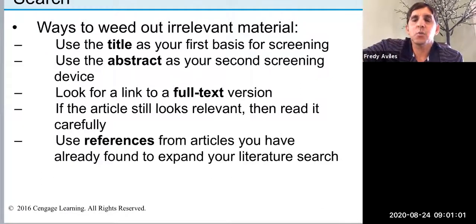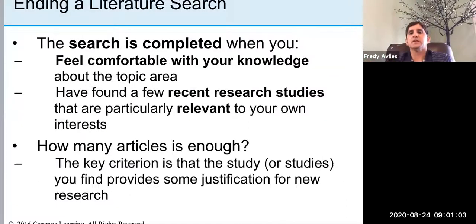Ending a literature search. When are you done? How do you know your search is complete? The search is complete when you feel comfortable with your knowledge on a specific area. When you've read enough to say, I think I understand what's going on. I think I really understand this area of psychology. I think I understand depression a little bit, or I understand aggressive behavior, or this specific topic.